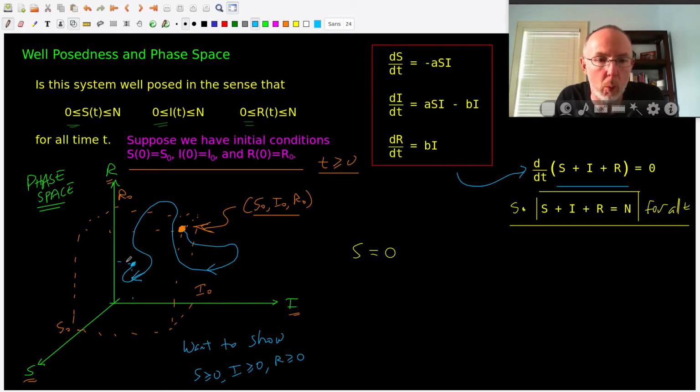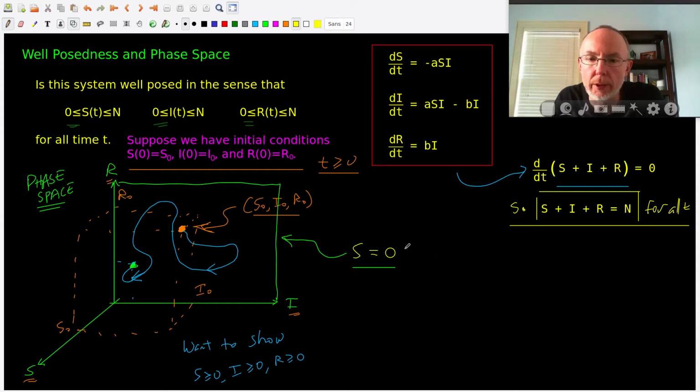So I'm on this back wall where S is 0. S equals 0 is literally the entire plane up here. So S equals 0 is all the points here, because I'm at 0 on the S axis, and I and R could be anything. So let's say there's some moment when I hit that plane and S is equal to 0.